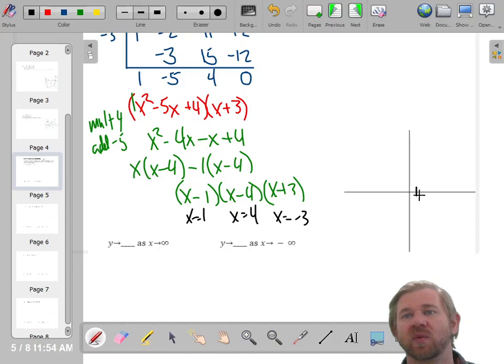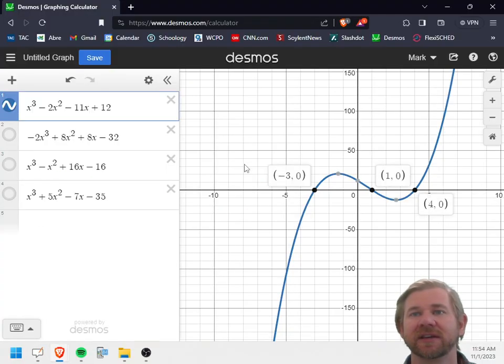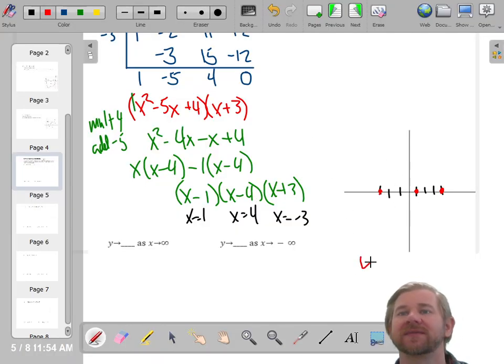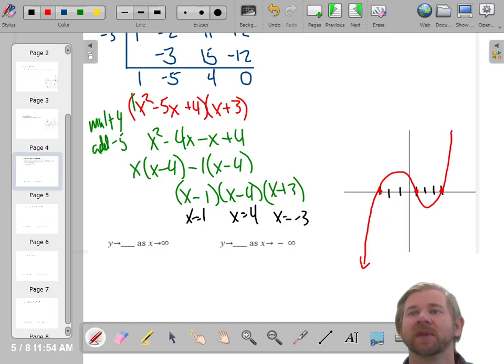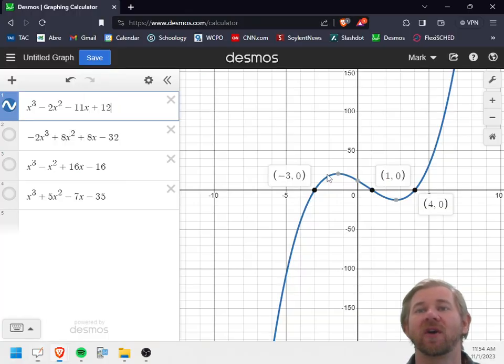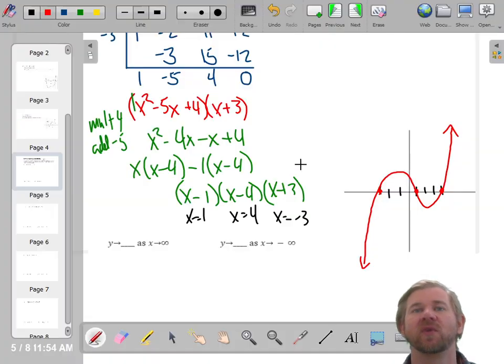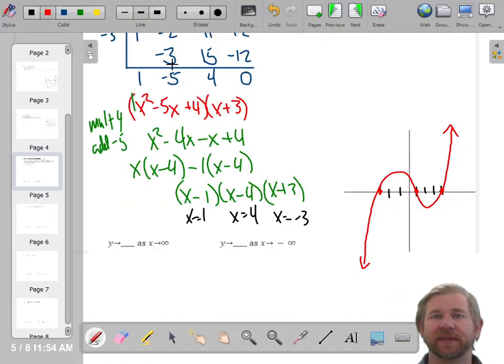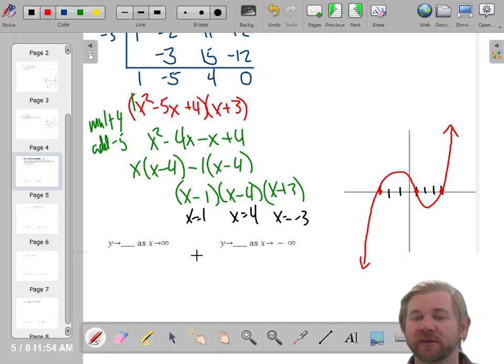So let's draw that. 1, 4, and -3. And again, I can use Desmos to see the graph: -3, 1, and 4. I just have to kind of sketch it. It looks something like this. But I can see in the graph all three of those zeros, -3, 1, and 4. It's just a matter of can you use synthetic division to help you get there and factor. You have to do both of those things to receive credit for this problem.